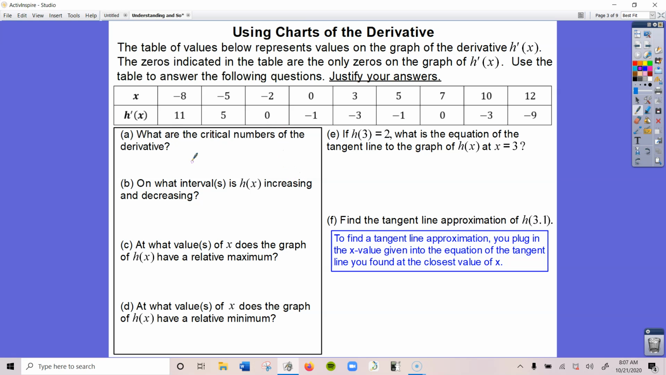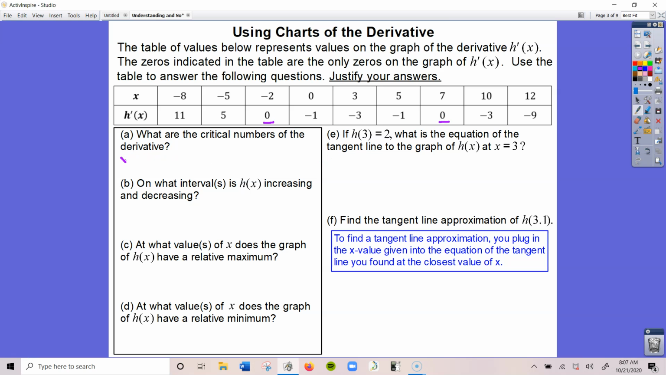Now, our critical numbers. The critical numbers of the derivative is when f prime of x, or in this case h prime of x, is equal to 0. Therefore, we're going to look here at the bottom row. These are all of the y values for the derivative, and it equals 0 here and here.